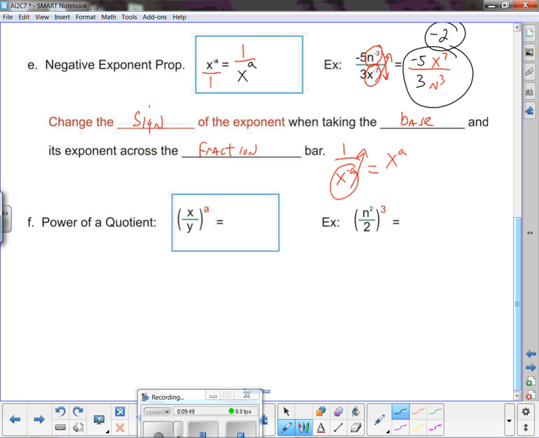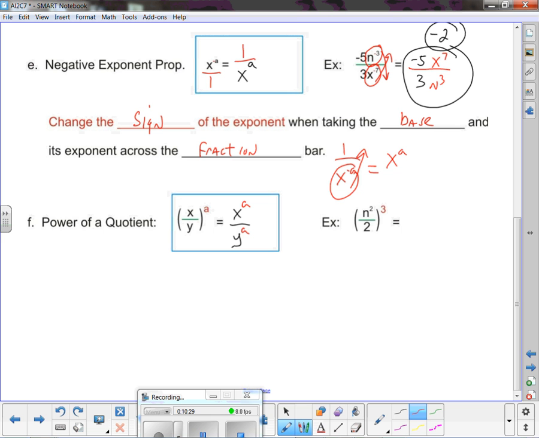Let me move this up. And so the last rule here is the power of a quotient. So you have a fraction, and you have an exponent with a fractional base. The base is a fraction. It's pretty simplistic. You're going to maintain the fraction, but you're simply going to multiply the exponent times each factor, times the exponent of the numerator, and times the exponent of the denominator. So you end up with x to the a over y to the a.